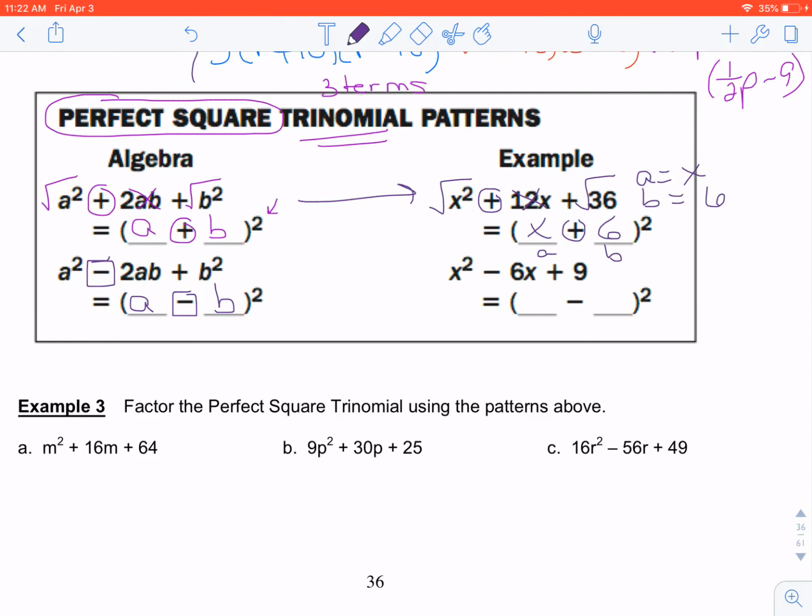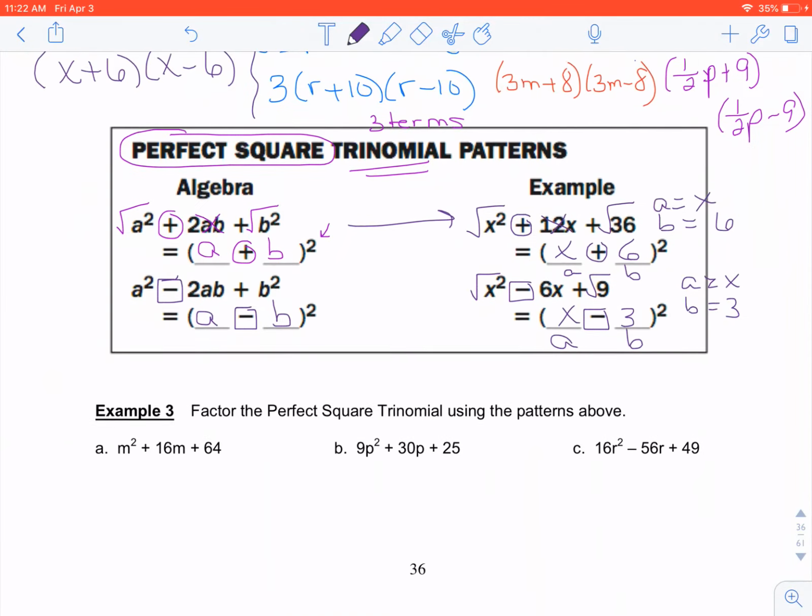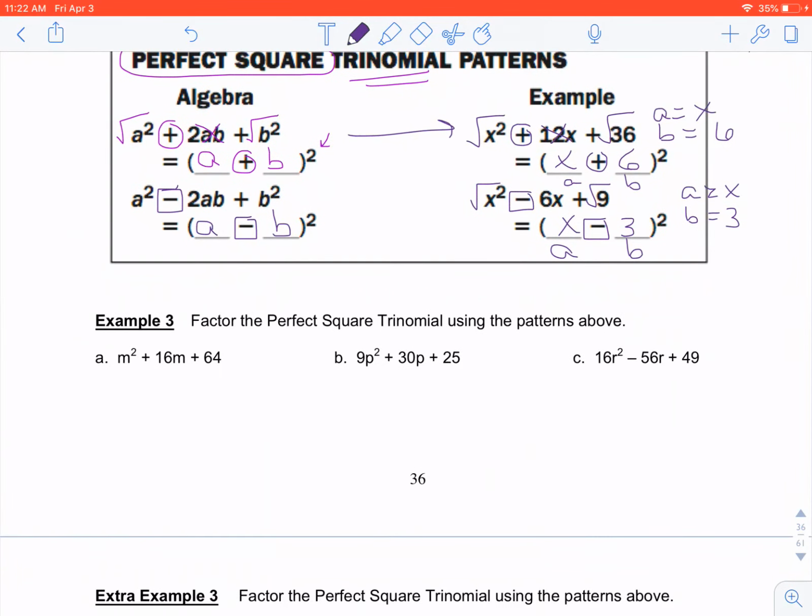The next one, again, the square root of x squared is just x. The square root of 9 is 3. This is a minus, so here's a minus. The pattern is now a minus b, so that would be x minus 3, squared. Again, it's squared outside because x times x is x squared, and 3 squared is 9. So we're going to factor these using those patterns above.